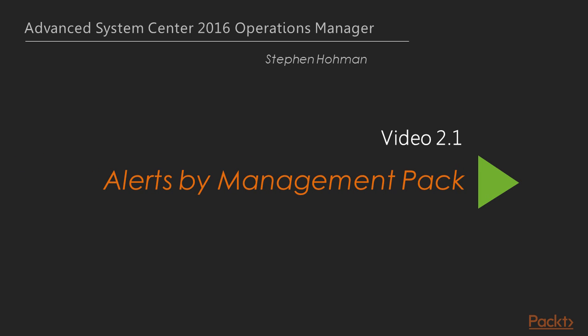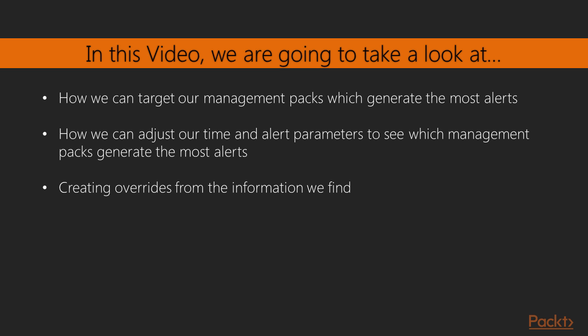So we start with video 2.1, where we start looking at our alerts by our management pack and see which management packs may be generating the most alerts in our system. Let's begin. In this video, we're going to look at how we can target our management packs which generate the most alerts, and how we can target specific time frames for those alerts, and see which management packs maybe have additional noise during certain periods of the month or year. We'll also take a look at how we can create overrides from the information that we find.